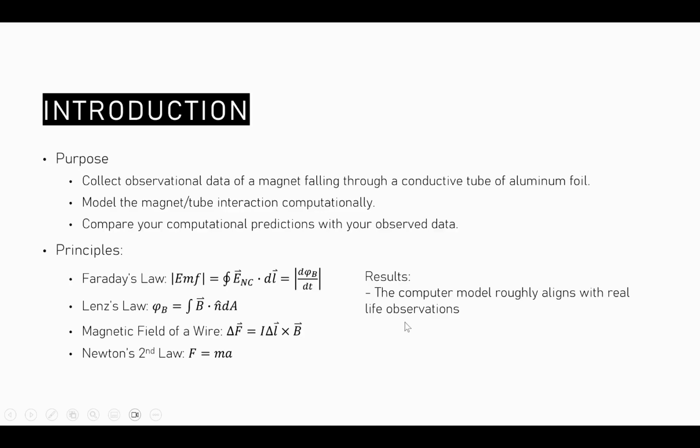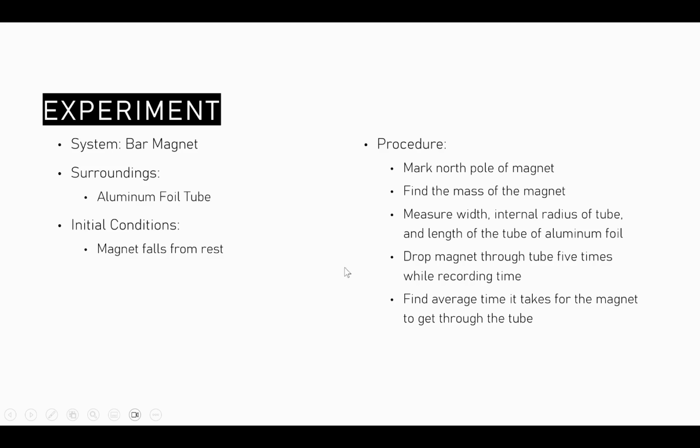Lab 5. The purpose of this lab was to collect observational data of a magnet falling through a conductive tube of aluminum foil, to model the magnet-tube interaction computationally, and to compare your computational predictions with your observed data. The principles used here were Faraday's law, Lenz's law, the magnetic field of a wire, and Newton's second law, and the results were that the computer model roughly aligns with real-world observations, but there is plenty of error in there.